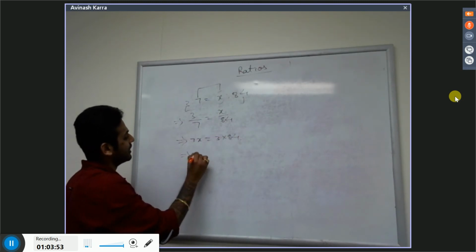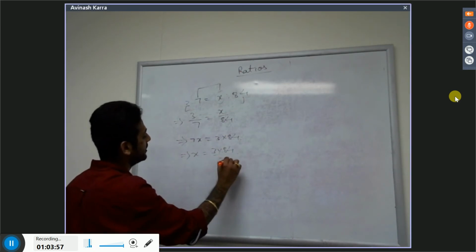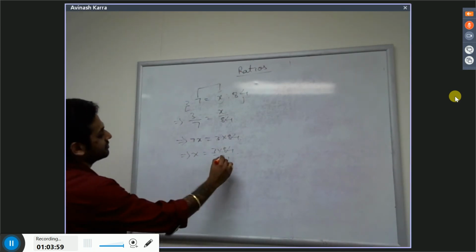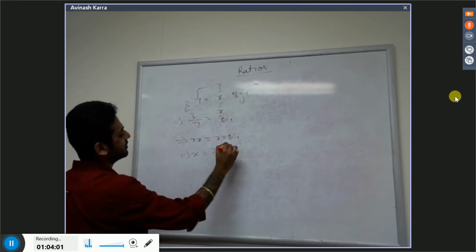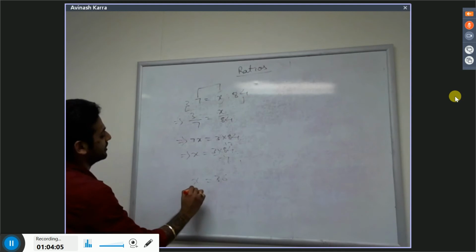Then what is the value of x? 3 into 84 divided by 7. 7 ones are 7, 7 twos are 14, 7 threes are 21, 7 fours are 28, 12s are 36. x is equal to 36.